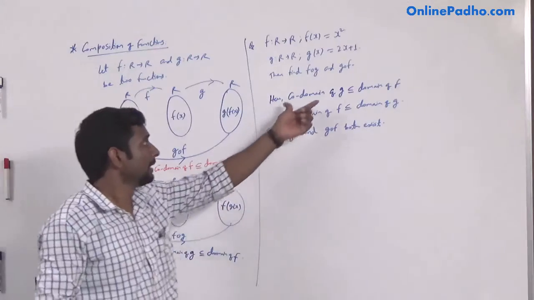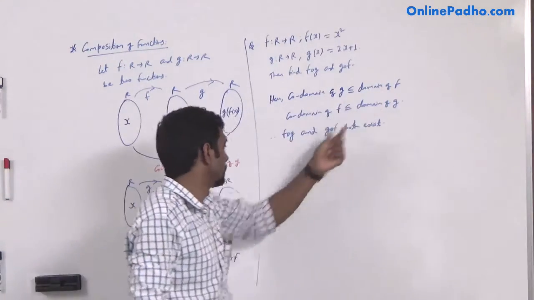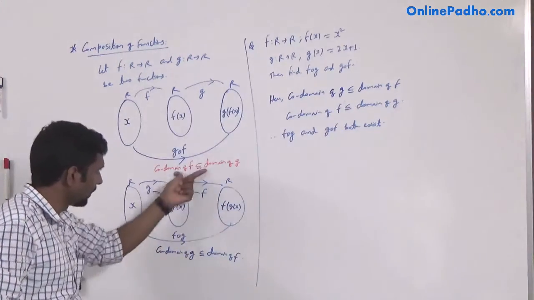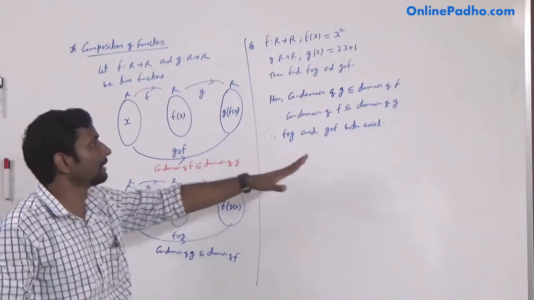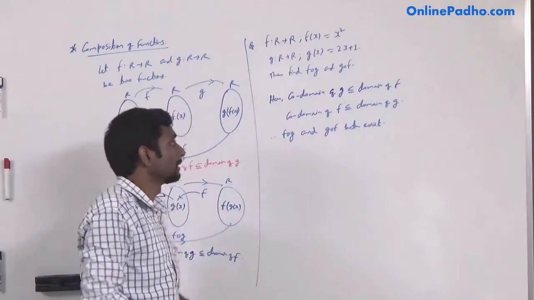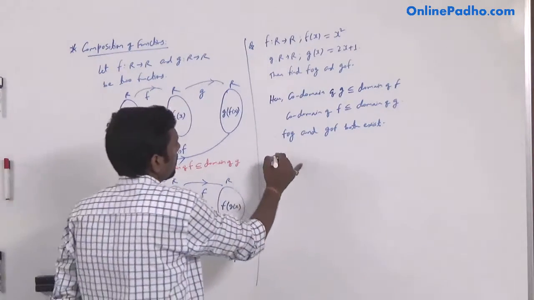Why? Because this is a subset of this and this is a subset of this. Both conditions are satisfied. So we can say that GOF exists as well as FOG exists. Both exist, right? So now we can find FOG.